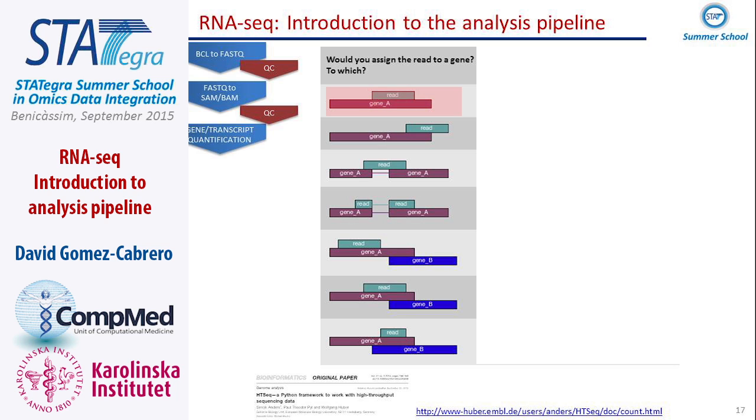Okay. And then I have this read that is mapping here. This is my read, and I have a gene here. Should I assign this read to this gene? Okay, I will say yes. That's kind of trivial. What happens if my gene is defined from here to here and my read goes also a bit out? Should I consider it to be part of the gene?